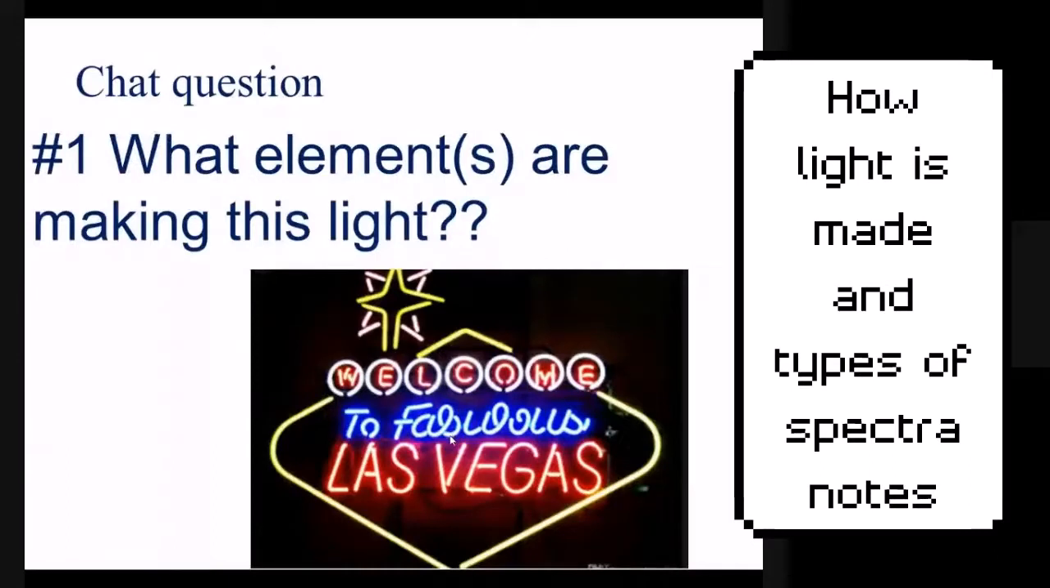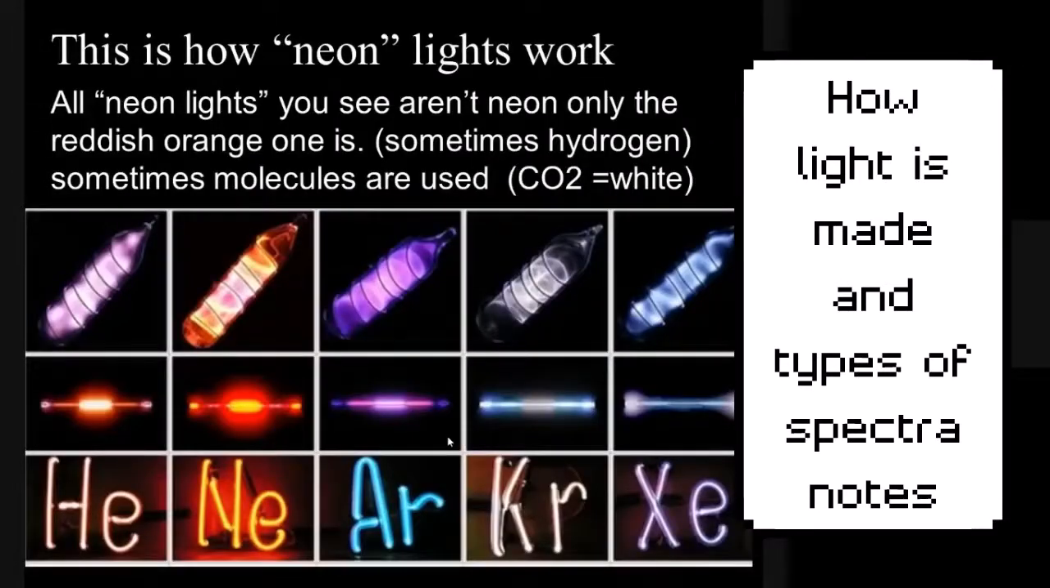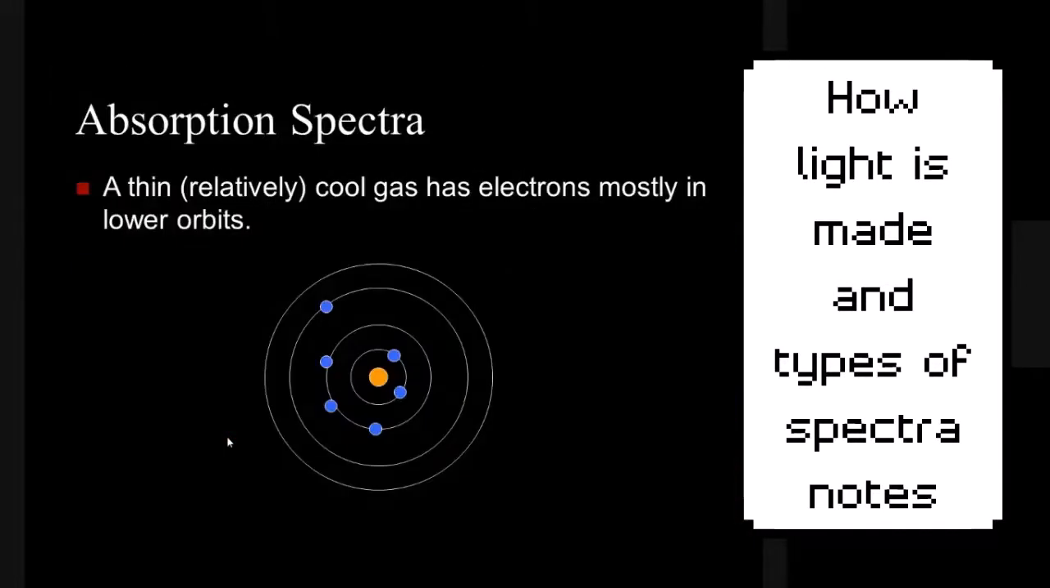Same thing for compact fluorescent lights. And LED lights, it's something similar as well. LED lights are an emission spectrum too. But here you go. If you learn nothing else today, you learn that all neon lights are not actually neon, just the red ones. Okay, now let's talk about absorption spectra.